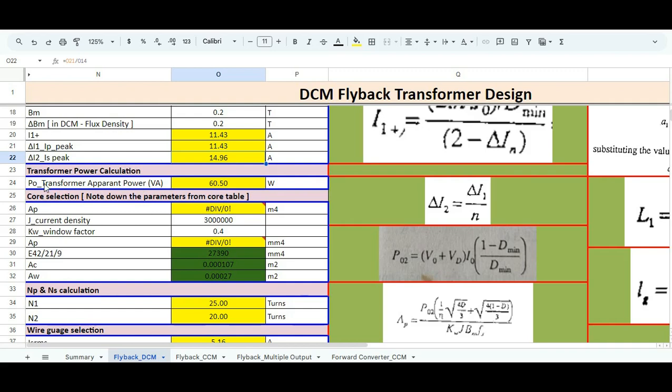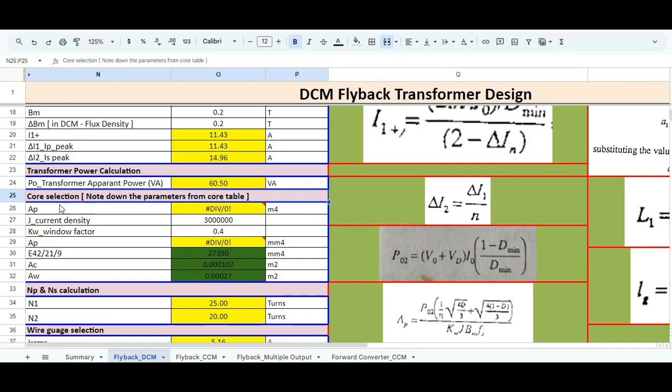Now I want to calculate the apparent transformer power. The transformer power is not going to be the same as your load. The apparent transformer power is given by the formula (V naught plus Vd) multiplied by I naught, divided by 1 minus D minimum, divided by D minimum. This gives 60.5. It's not watt, you write it as apparent power, so it is VA. Your transformer apparent power is going to be 60.5 VA.